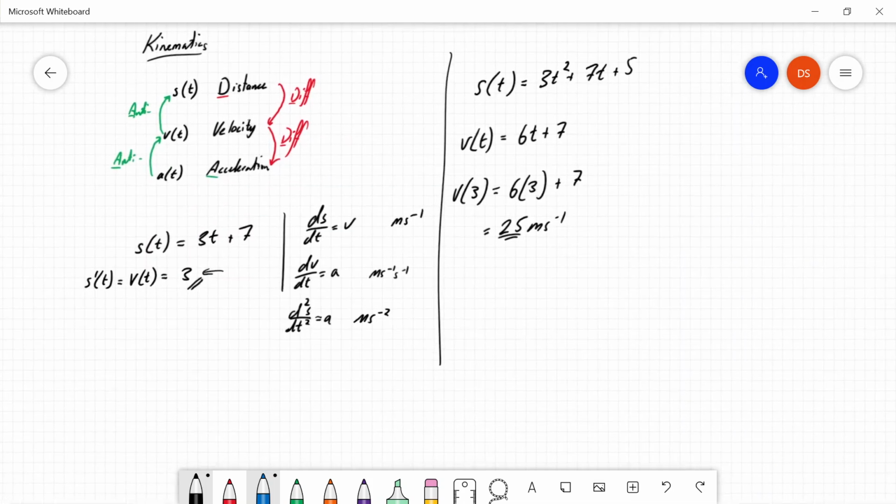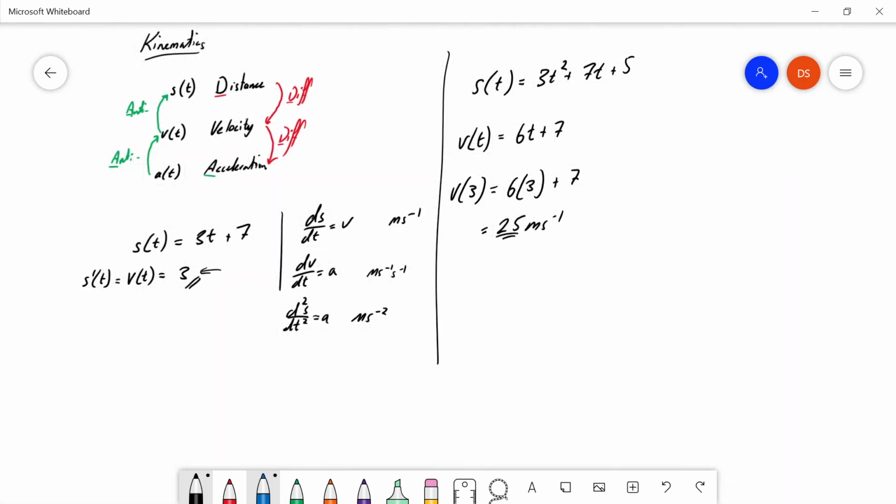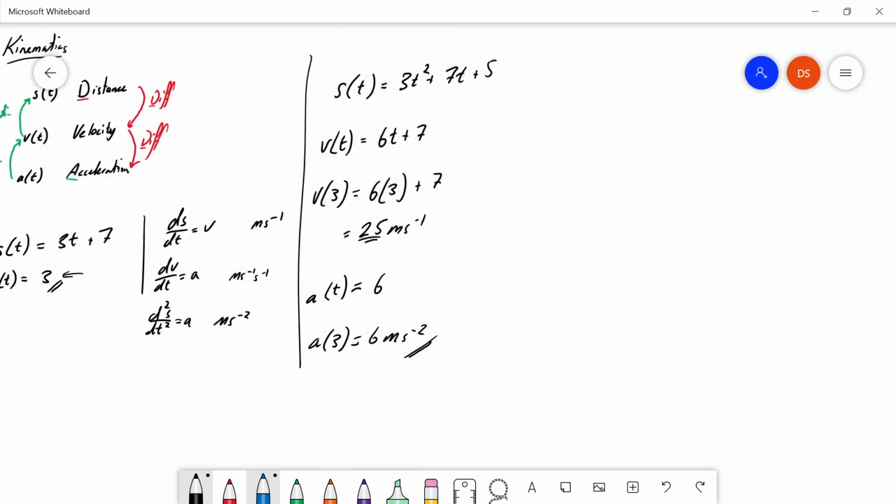Now, what if I asked, what is the acceleration at 3 seconds? I could differentiate this again and I get a constant 6. And so regardless of the time, the acceleration is constant. Whatever time I plug in, the acceleration will be constant. That's because I started with a parabola whose double derivative is a constant. But if I had a cubic, then my acceleration function would also be dependent on time.